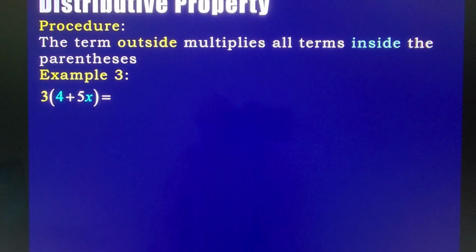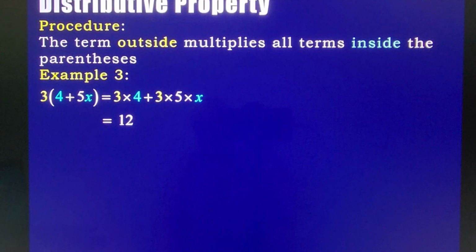Here's another one. We have 3 boxes. Inside each box I have a positive 4 and a positive 5X. Again, we apply the distributive property, multiply the outside by the inside. 3 times 4 plus 3 times 5X. I do the math on what I can. 3 times 4 is 12. Plus 3 times 5, that's 15. 15X.